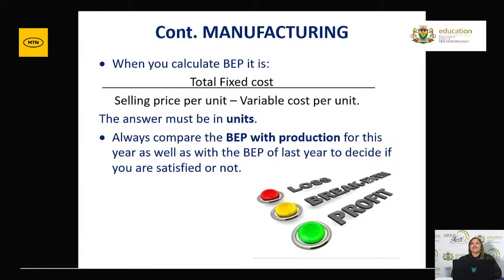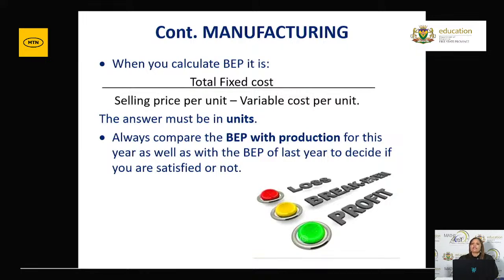Manufacturing, when you calculate your break-even point, the formula is total fixed costs over selling price per unit minus variable cost per unit. What is the break-even point? A break-even point is a point where we're not making a profit or a loss. We're covering all our fixed costs in the business, right? And all the units more than the break-even point, that is when we start making a profit. If we produce less than the break-even point, then we are making a loss.